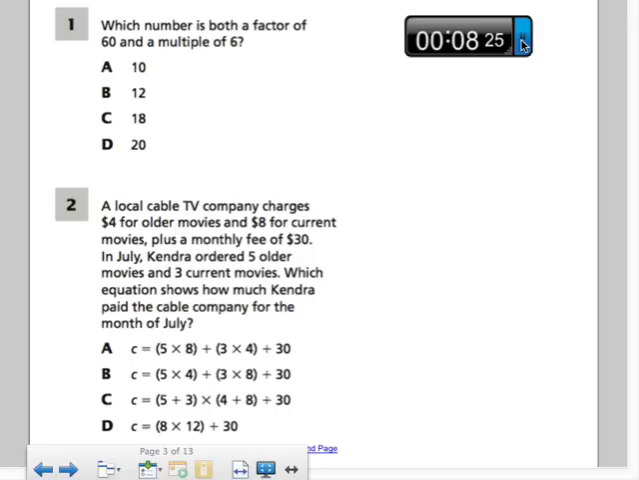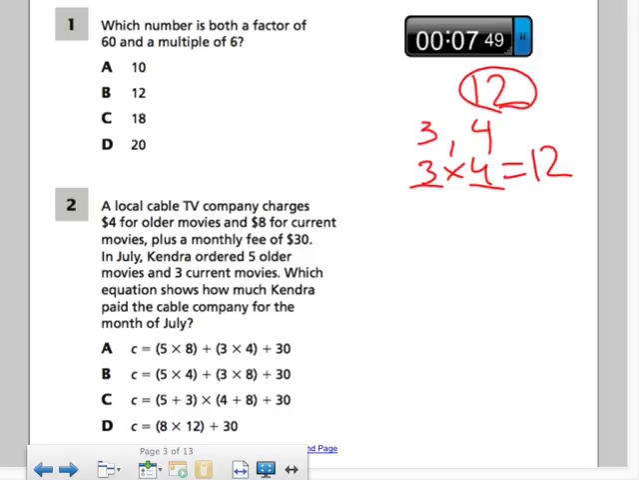So first of all, a factor and a multiple at the same time. Let's look at our options. For each one, we have to ask ourselves, is it a factor of 60? Is it also a multiple of 6? Remember, a factor, like a factor of 12, for example, 3 and 4 are factors of 12, because 3 times 4 equals 12. So if you can use the numbers to multiply to get that answer, that means it's a factor.